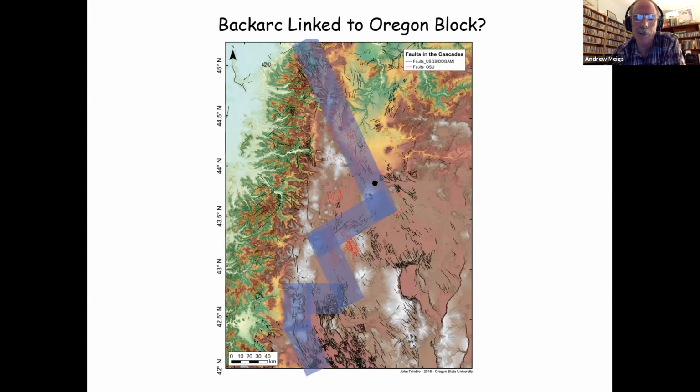But by drawing this line in here, of course, I've biased your view, or I've biased you against my views, hopefully biased your view into thinking that basically the active faulting has now added a piece of the back arc region onto the western block, the Oregon Coast Range block.